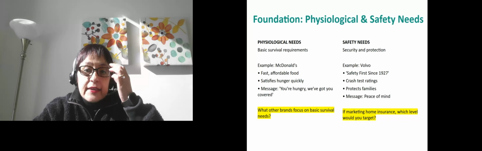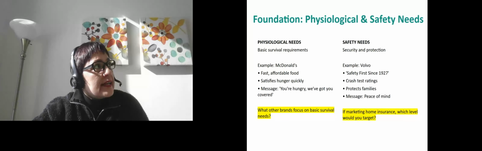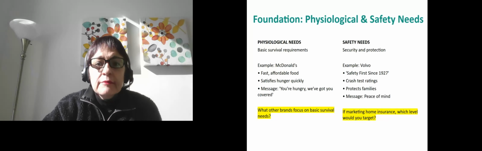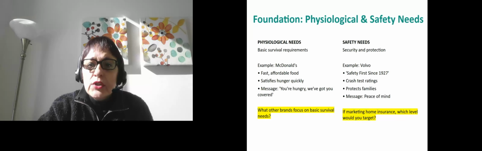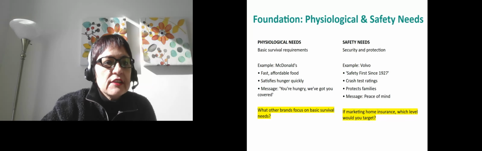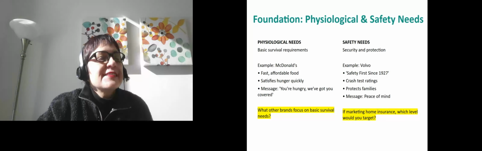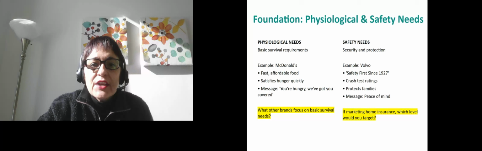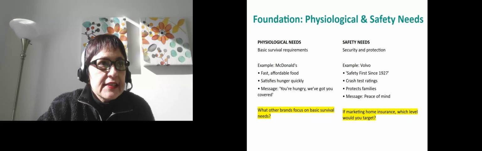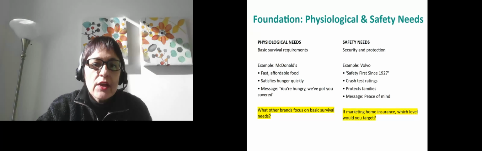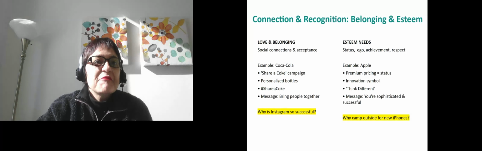So think here now for a second, if you were a marketer marketing home insurance, which level would you be targeting? Would you be targeting physiological safety needs? Safety needs, exactly, right? You would emphasize protection, security, all the what if scenarios that would drive someone to buy home insurance. So, moving up, humans crave connection, right?